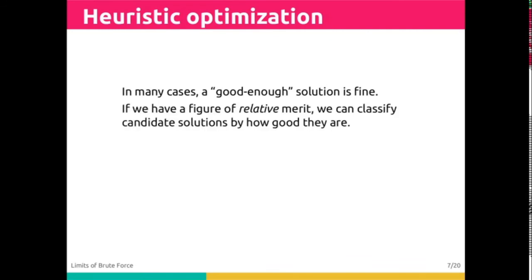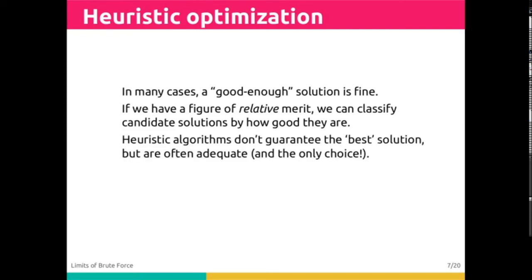If we have a figure of merit, or what we'll now call a figure of relative merit, we can classify candidate solutions by how good they are. This is one way in which the password operation, while good for illustrating how large the brute force search space becomes, is not a good all-round example. Because when you check a password, it simply tells you true or false. It doesn't tell you how true or how false a particular answer is. So these heuristic algorithms don't guarantee the best solution, but they're often adequate, and indeed in most cases they're the only option we have available.